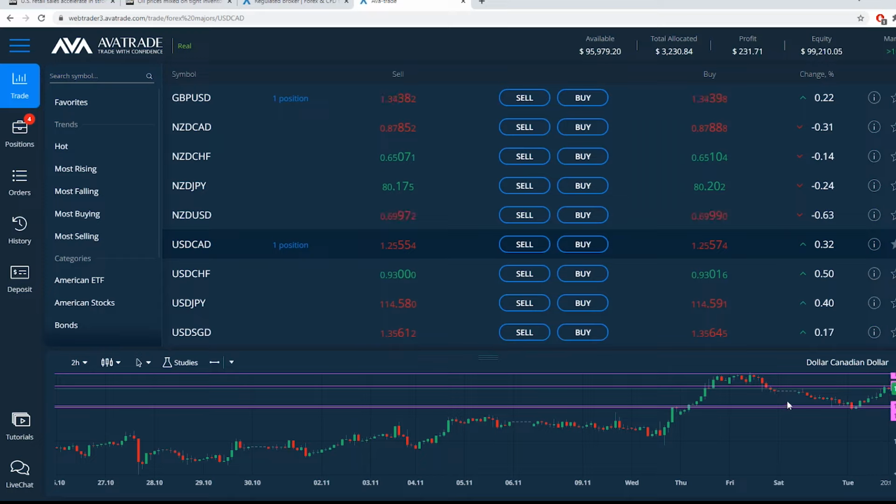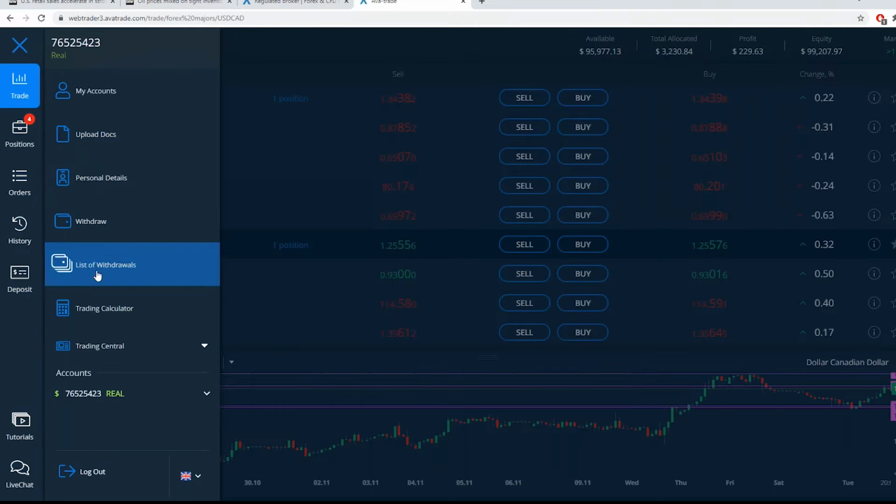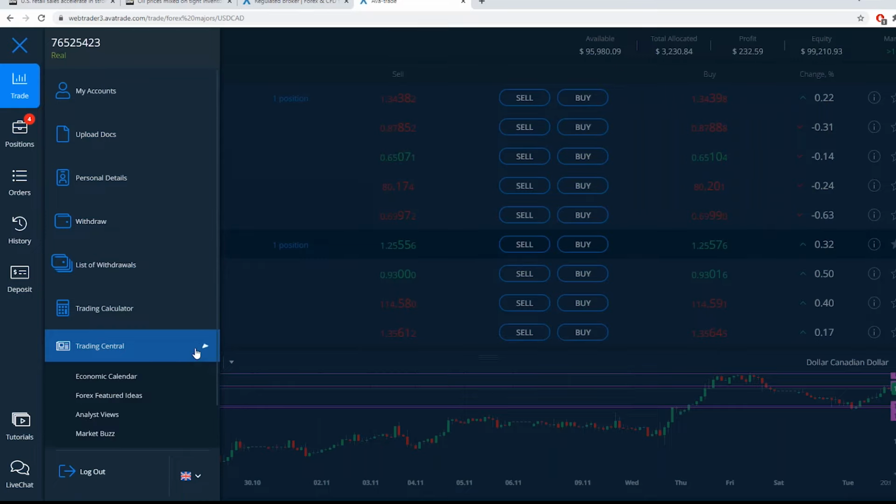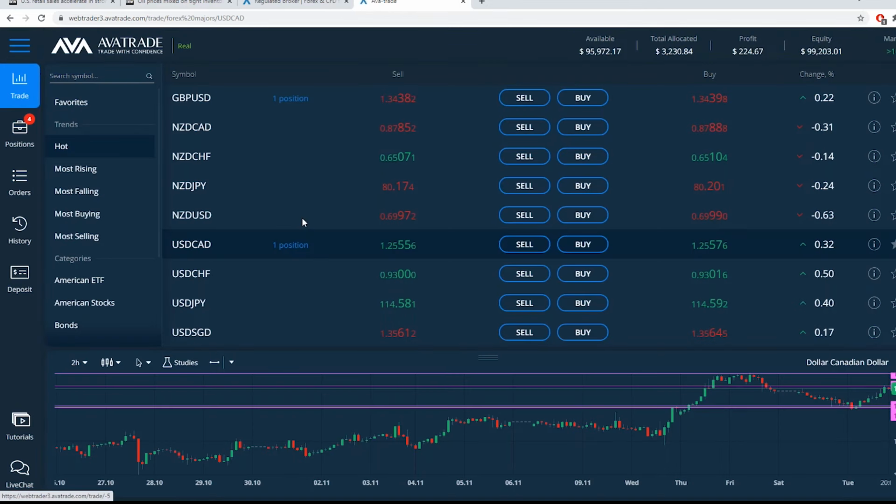It was all outlined in that signal on USD Canadian that we looked at on the app. And by the way, those signals are here too. Click here, go to Trading Central, and there's your analyst views, Forex featured ideas, market buzz, etc. Okay, so very simple to have support for your technical analysis.